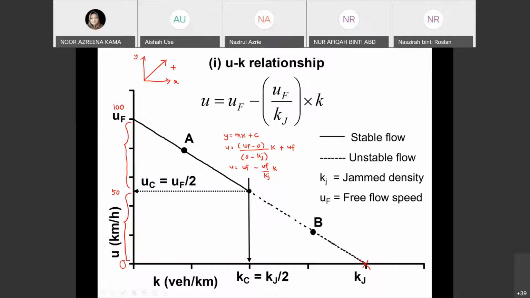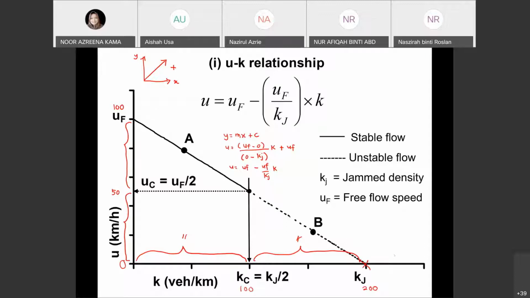Same goes for K: KC is the K at capacity, the density at capacity. The density at capacity equals KJ over 2, the jam density divided by 2. Again, the distance from 0 to KC and from KC to KJ are the same. For example, if KC is 100, then KJ is 200. Can you follow up to here? Clear, Doctor. Clear? Yes, Doctor.